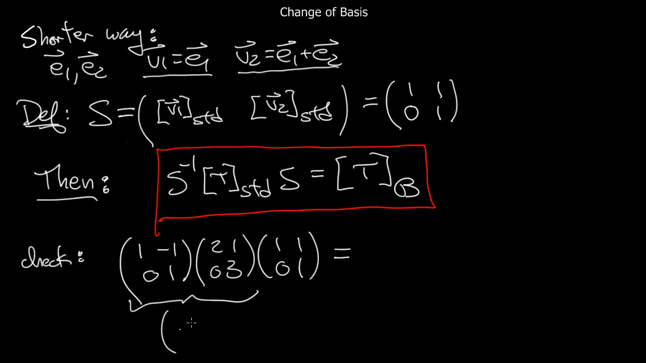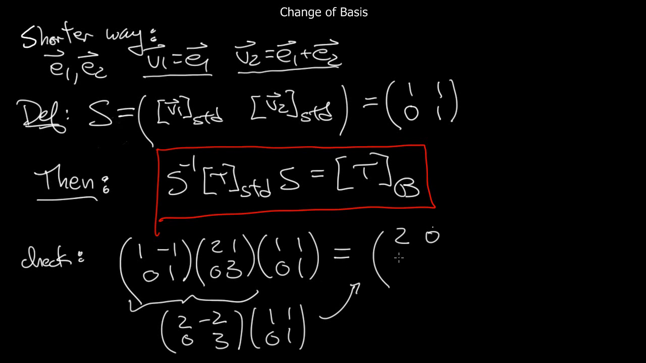Well, let's see. When you multiply this, you get [2, -2; 0, 3] times [1, 1; 0, 1]. And what do you get? You get [2, 0; 0, 3]. And there you go. I started with the matrix [2, 1; 0, 3], and it converted it to the matrix in the new basis, [2, 0; 0, 3].